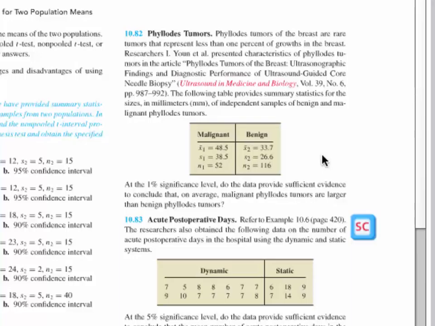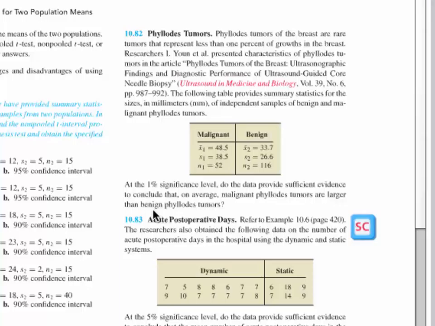So is there enough evidence to suggest that malignant tumors are bigger than benign tumors? That's what we're going to check, and we're going to check that at the 1% significance level, meaning we only want to make a type 1 error, to incorrectly reject, 1% of the time. Okay?